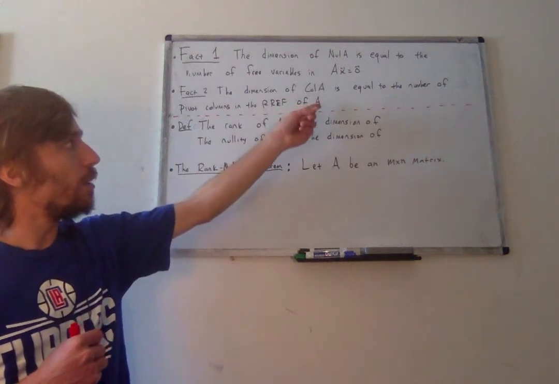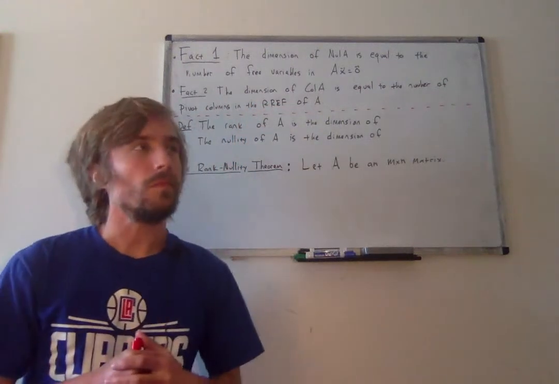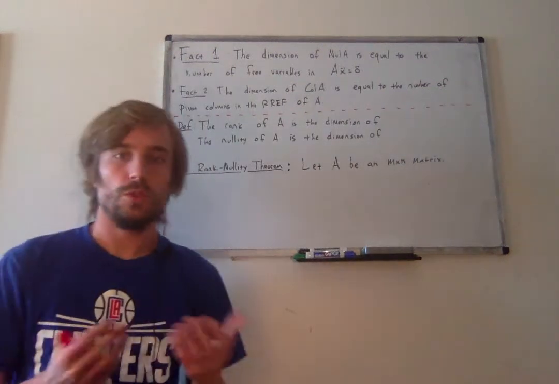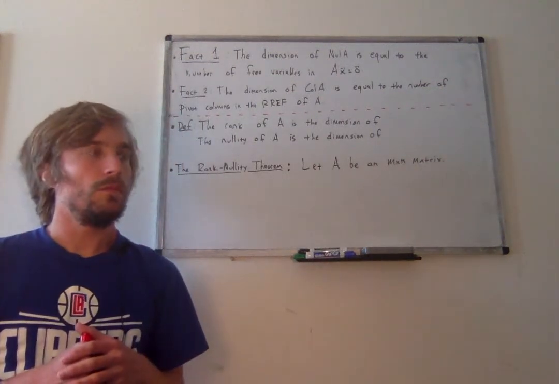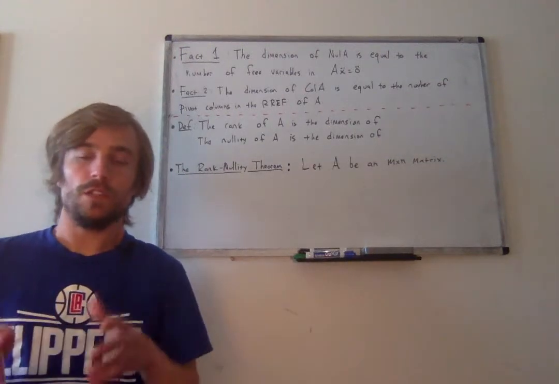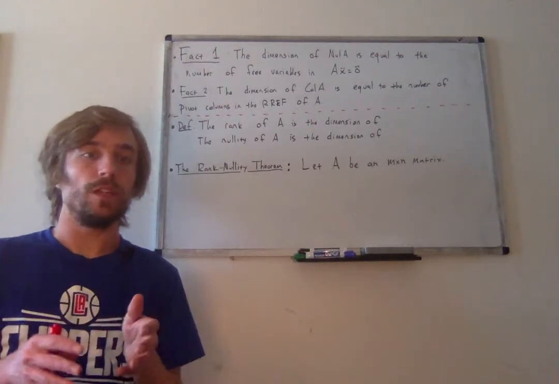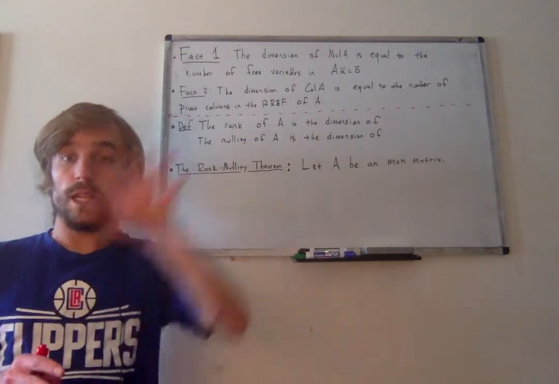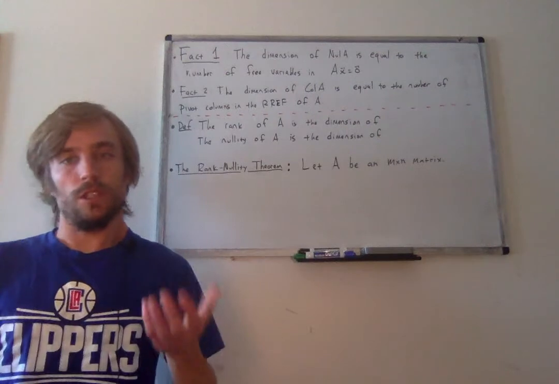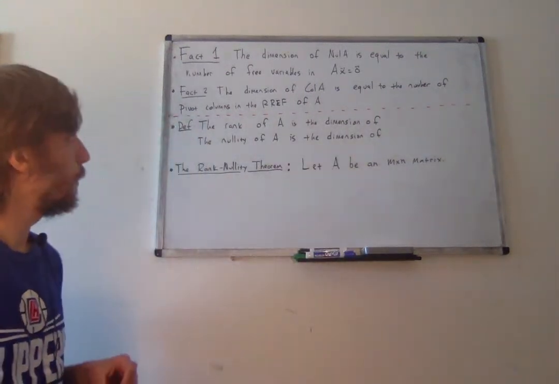Fact two: the dimension of the column space of A is equal to the number of pivot columns in the RREF of A. That follows from how we calculate the column space of A. Remember, we find a basis for the column space of A by calculating the number of pivot columns that appear in the RREF, and using that to find our basis from the original matrix. Each of these is just stating what we already knew, but using this new definition of dimension, which we'd introduced.